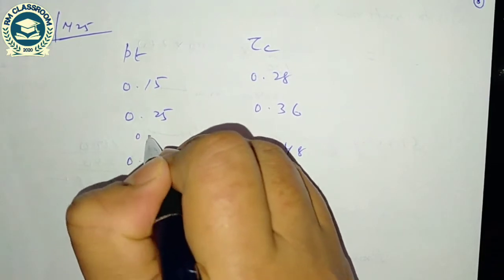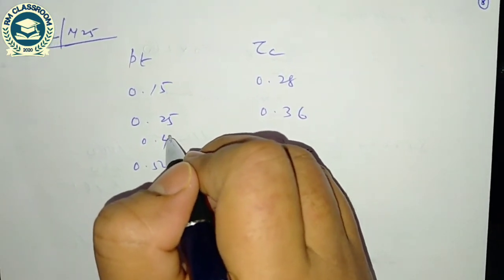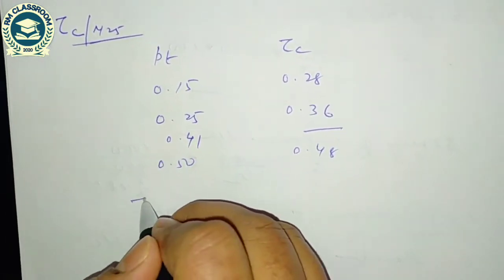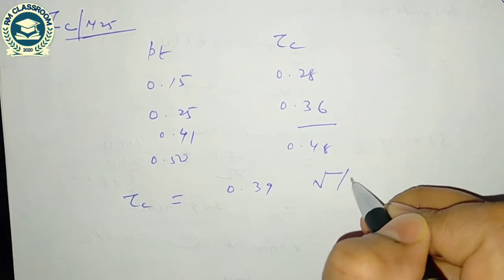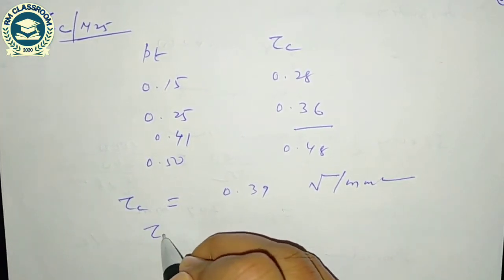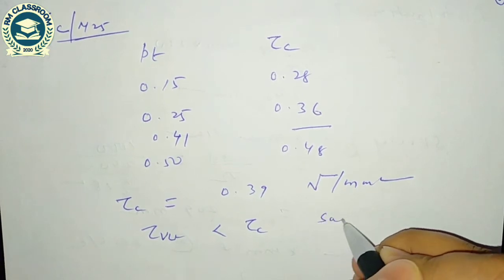So with the help of 0.41%, we have to compute tau c. So tau c is coming 0.39 Newton per mm square. So our tau v is less than tau c. Safe.